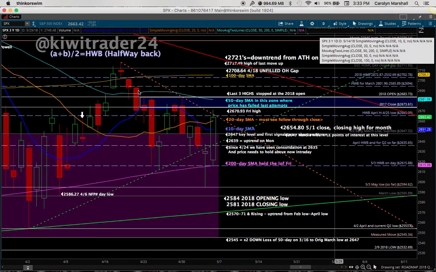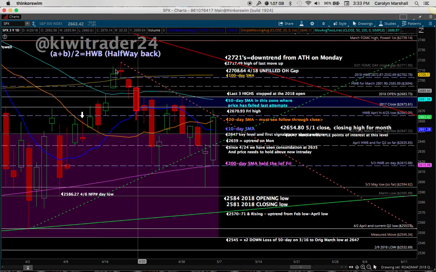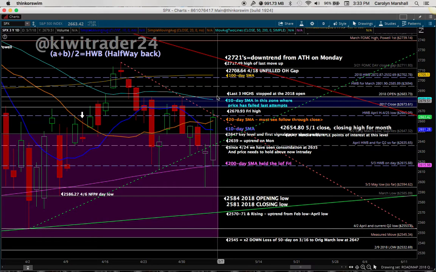If you're too busy to remember where all these other closes are over here to the left, just think about it this way. If we can get above the 50-day simple moving average on a closing basis, the 50-day is at that 2680 handle, and so is the open for 2018. So if we can just get through 2680 to 2685, then we're going to be targeting 2700.